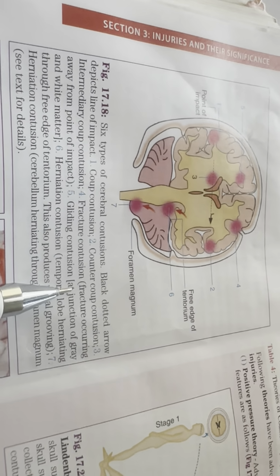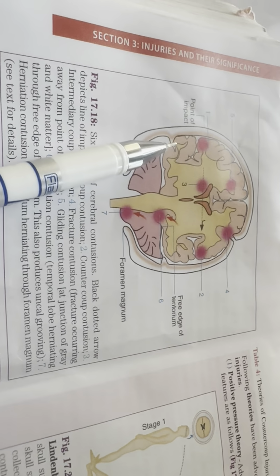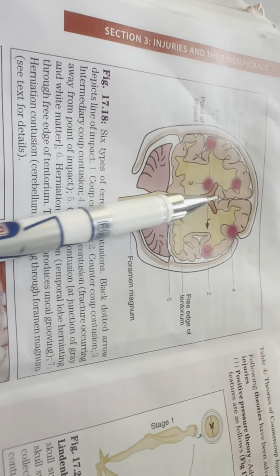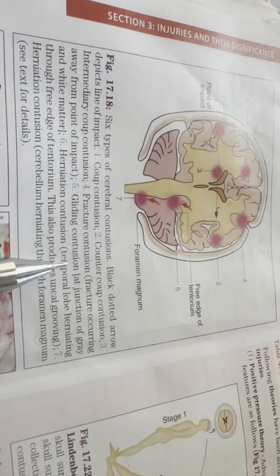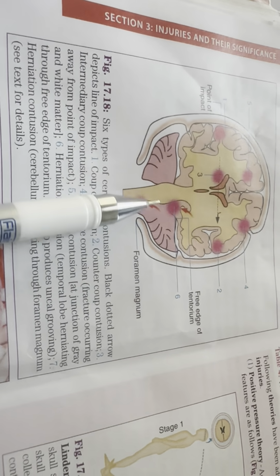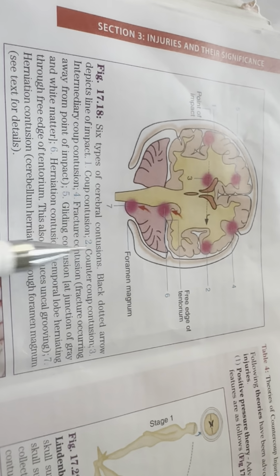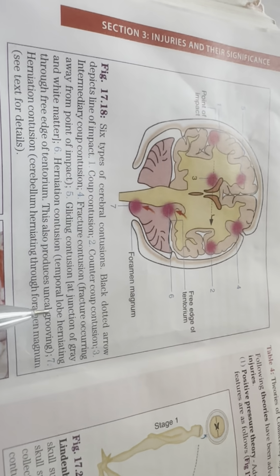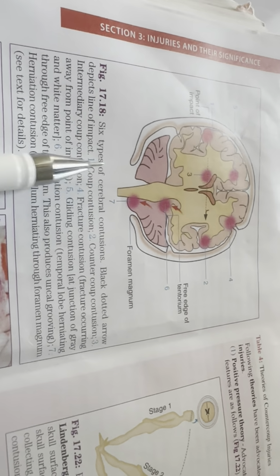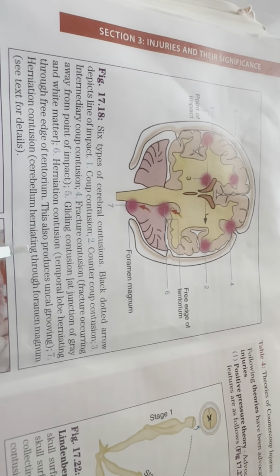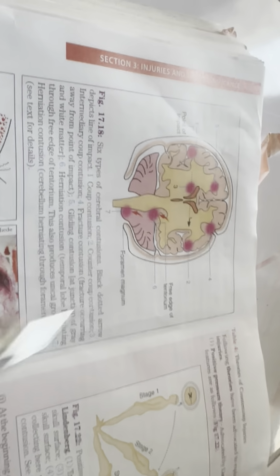Gliding contusion at the junction of grey and white matter. Herniation contusion: temporal lobe herniating through the free edge of the tentorium, which also produces uncal grooving. And cerebellar herniation through the foramen magnum.